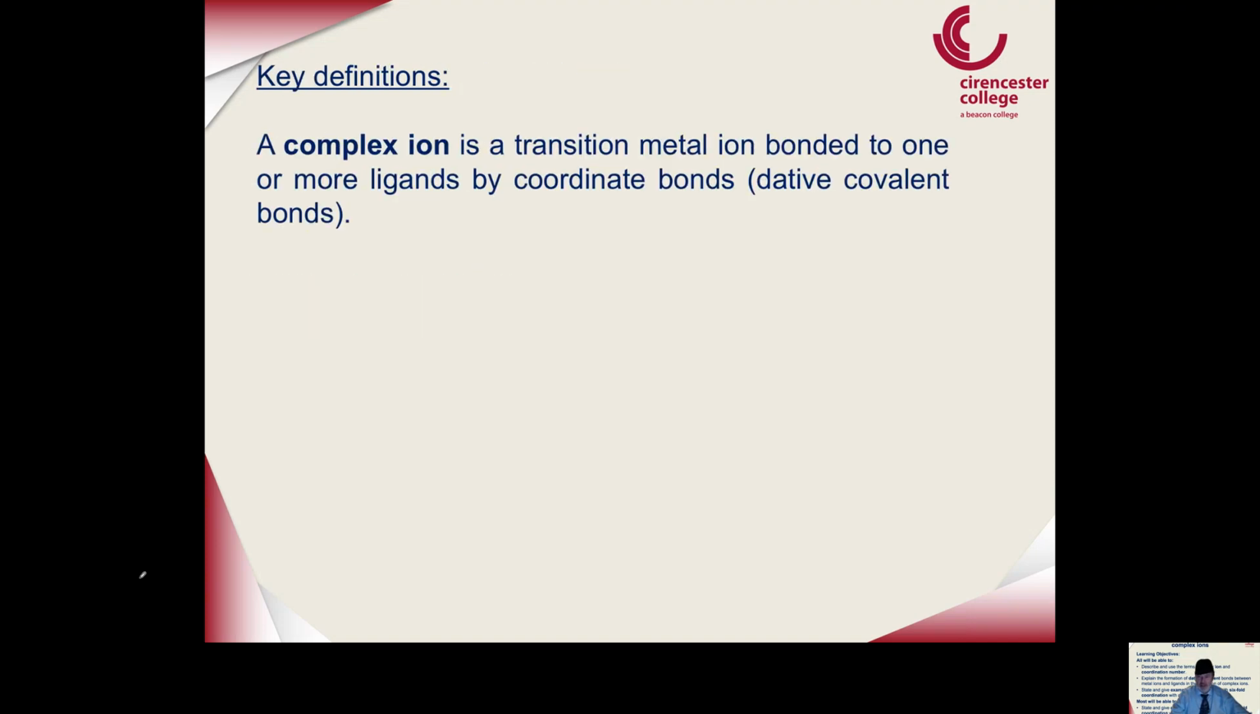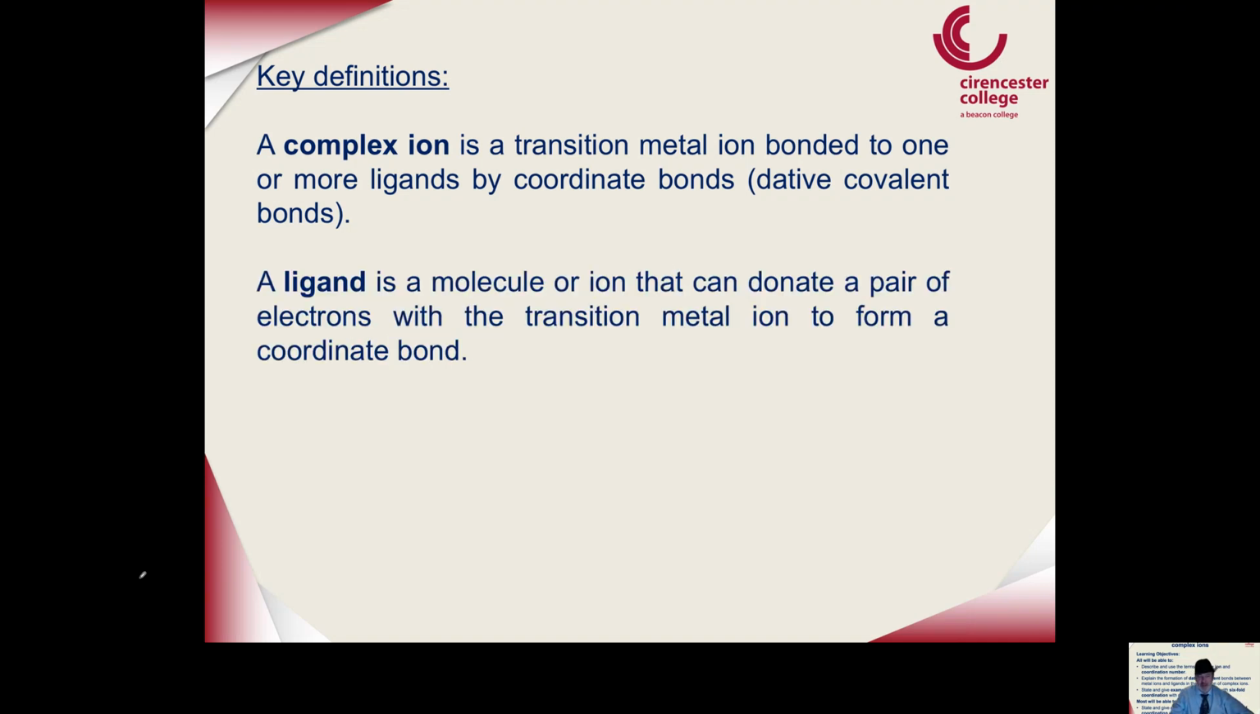So we've got a complex ion. So definition of a complex ion: transition metal bonded to one or more ligands by coordinate bonds or dative covalent bonds. There's a new word there, ligands. So it's a covalent bond. Okay, so we're getting a metal that makes a covalent bond, and the covalent bond is formed because the ligand, which is what is binding to it, could be something like water, has got lone pairs of electrons which it can donate to make a coordinate bond. Okay, so a ligand: a molecule or ion that can donate a pair of electrons with a transition metal to form a coordinate bond.